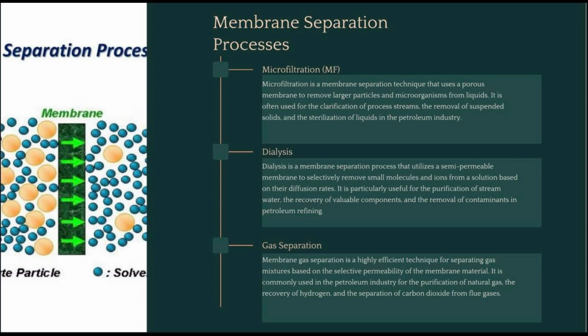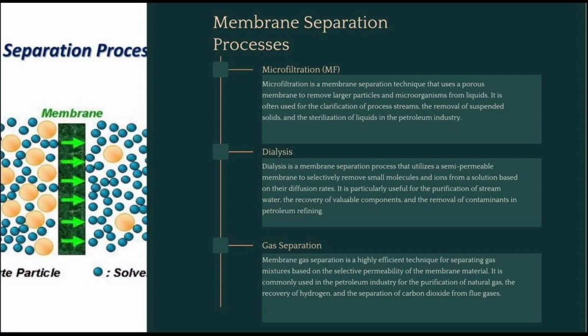Microfiltration is a process that uses membranes with very small pores to filter out large particles and microorganisms from liquids. These pores usually range from 0.1 to 10 micrometers in size. This technique is particularly important in the petroleum industry. Microfiltration is used for several purposes.